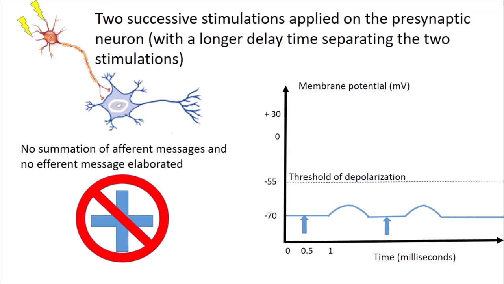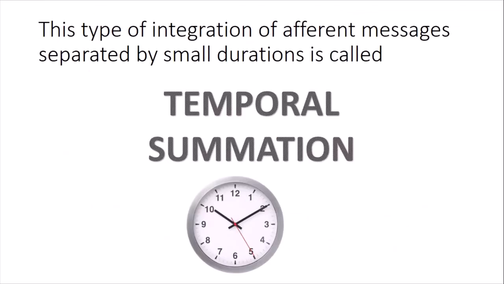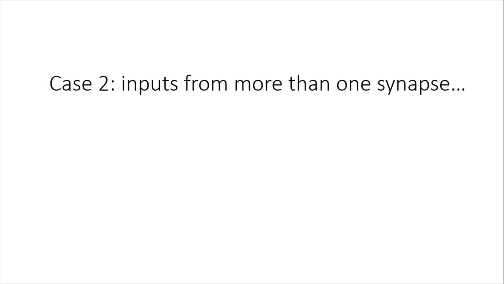When you want to double click, the duration between the two clicks ought to be very small. Otherwise, it simply won't work. Okay? So this type of summation or integration of the afferent messages, integration by the way means combining, of the afferent messages separated by small durations is called temporal summation.